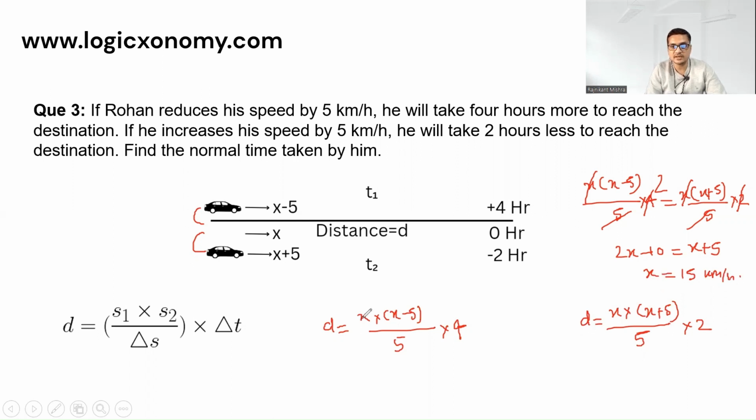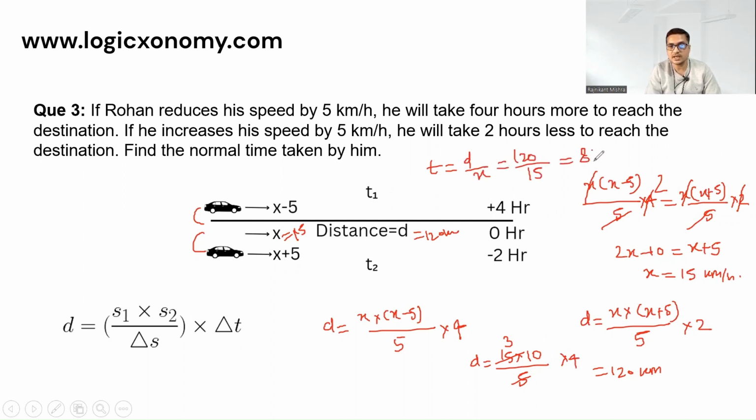Now put this value of x in any of these equations. d is equal to 15 into 15 minus 5, which is 10, by 5 into 4. 5 3s are 15, 3 into 4 is 12, 12 into 10 is 120 km. Now d is equal to 120 km, x is equal to 15, then normal time taken is equal to distance upon speed, 120 by 15, which is 8 hours. This is the right answer.